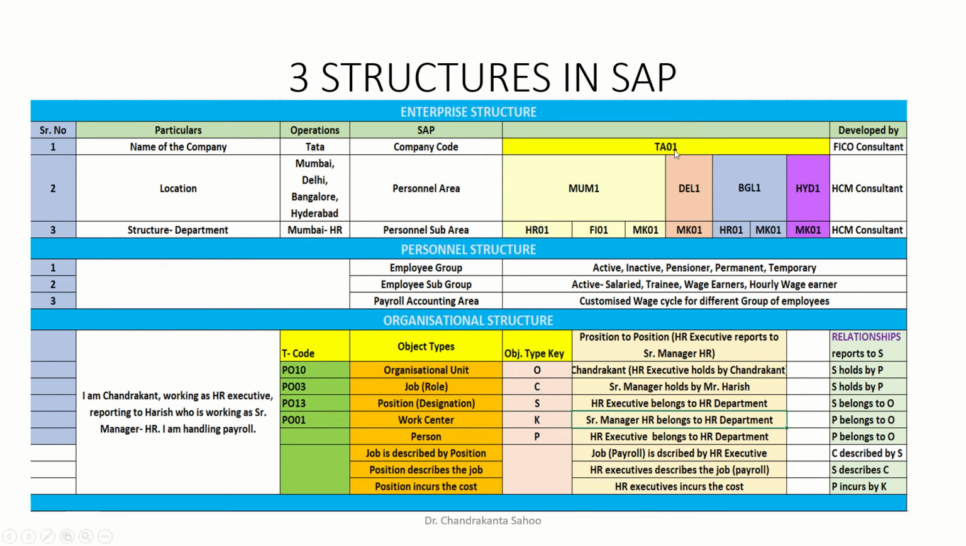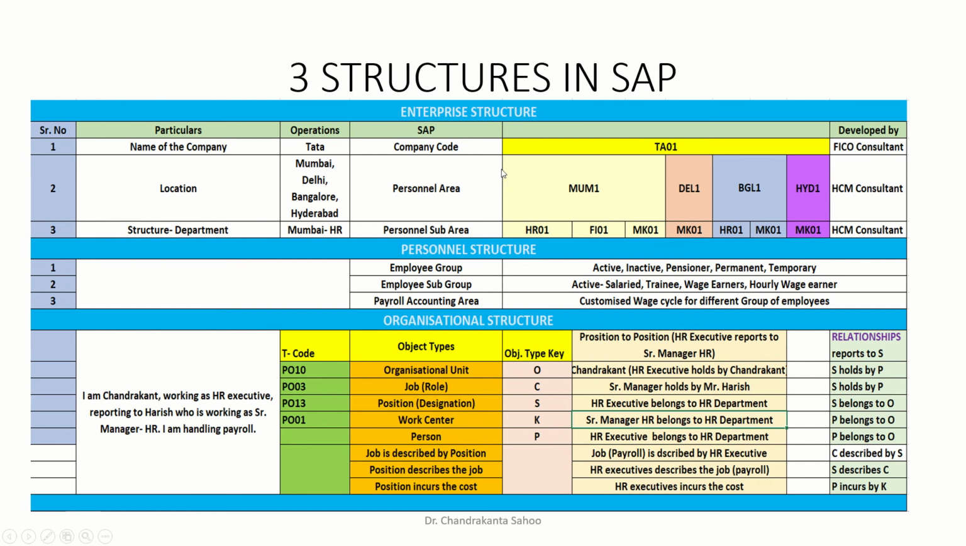So let us say this is the name of the company, Tata. This is the name of the region, and in region Mumbai there is an HR department, finance department, and marketing department. Similarly, in Delhi there is a marketing department, in Bangalore both HR and marketing departments, in Hyderabad only a marketing department. So we must understand these three: company code, personnel area, and personnel sub area. These are the components of enterprise structure.